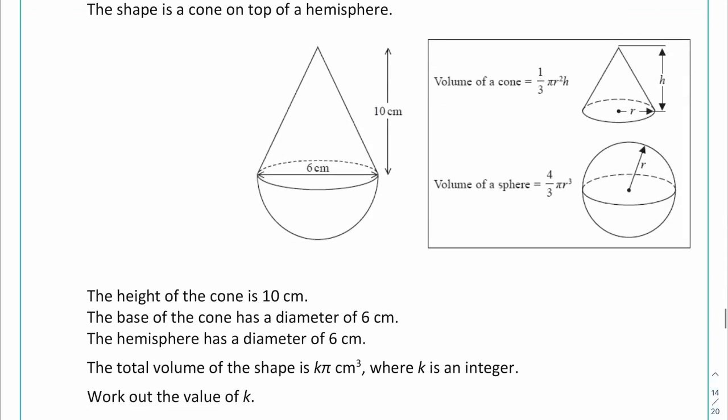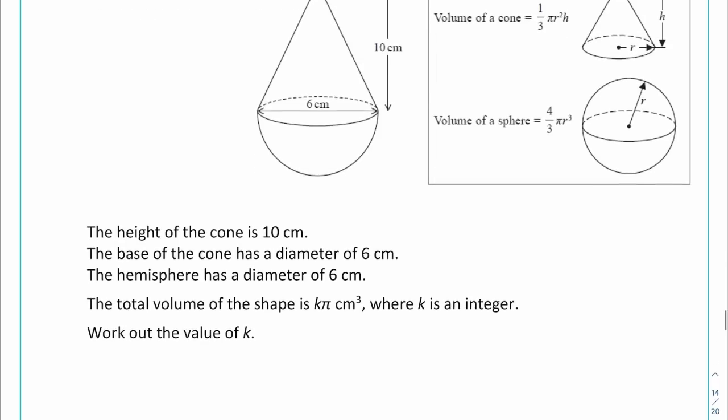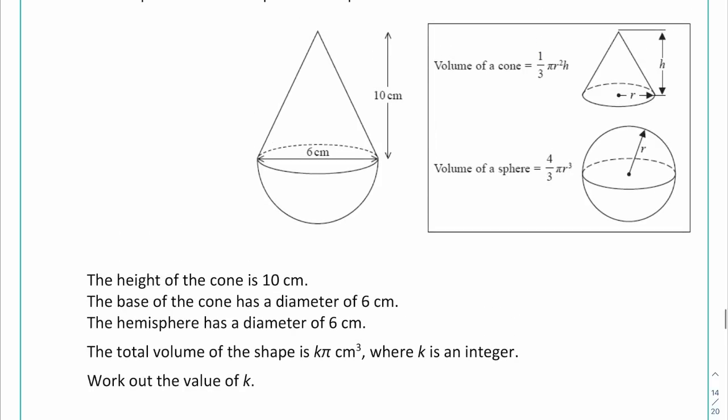Okay, so this diagram shows a solid shape, and the shape is a cone on top of a hemisphere. The height of the cone is 10. The base of the cone has a diameter of 6. The hemisphere has a diameter of 6. Okay, that's all written for us on the diagram. The total volume of the shape is k pi centimetre cubed, where k is an integer. Work out the value of k.